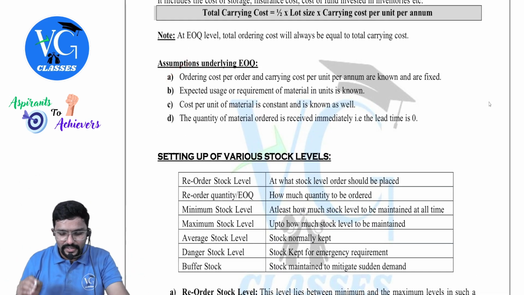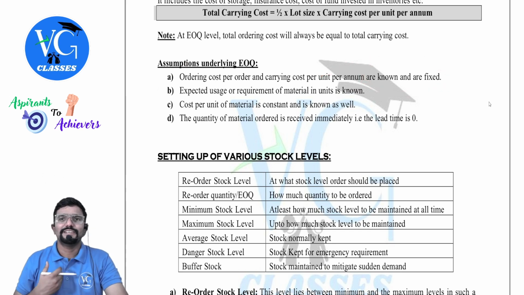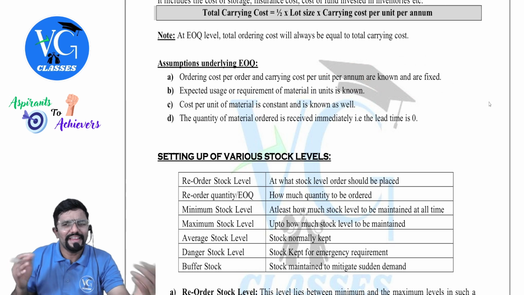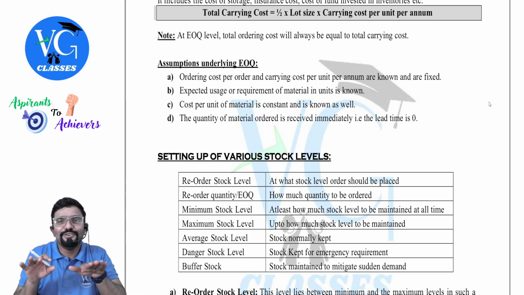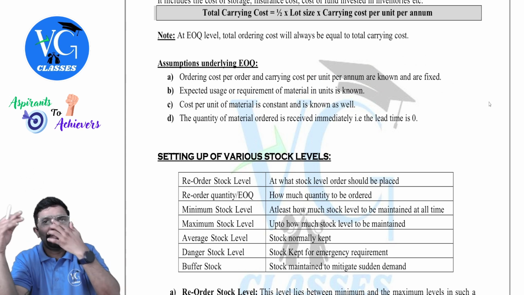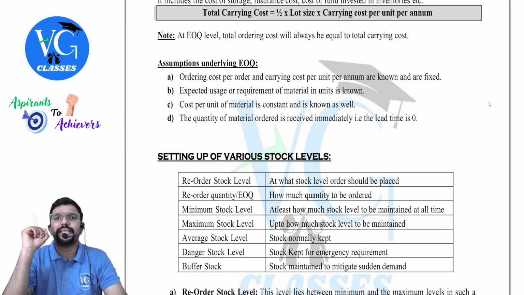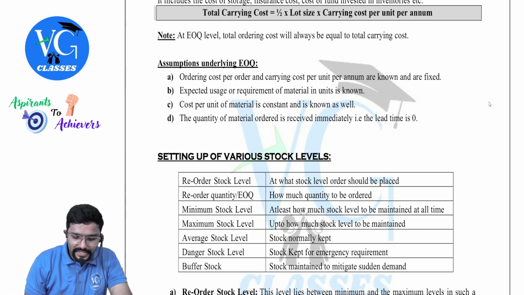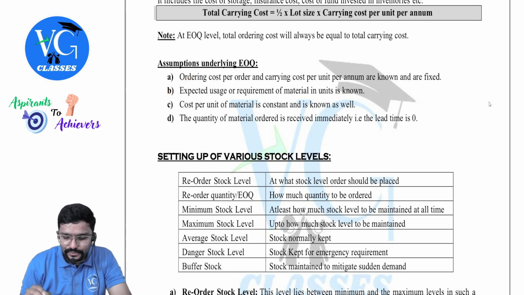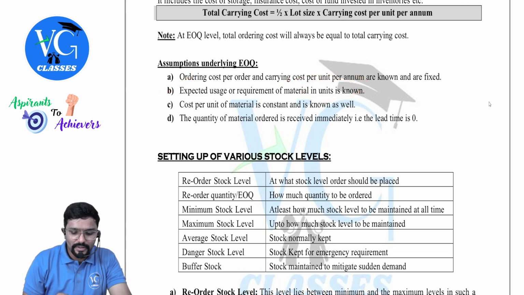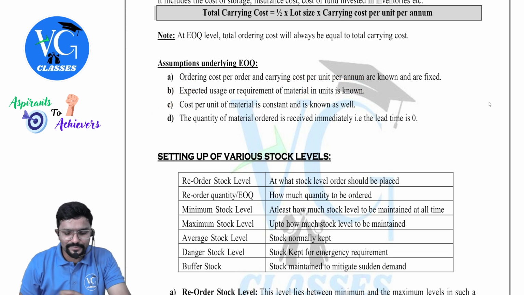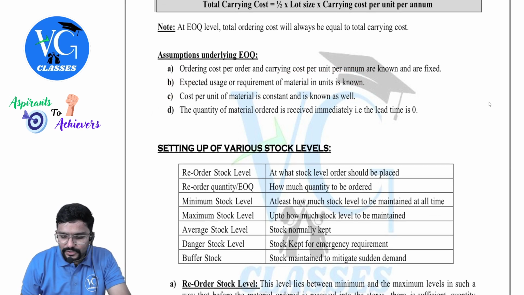Ordering cost per order and carrying cost per unit per annum are known and are fixed. Sir, do we know it? Yes, well before. Have I incurred it only now? No, no, no. I know that I will be incurring it, so based on that, I am doing the calculation of how much quantity I should purchase every time. Next, expected usage or requirement of material in units is known. Then cost per unit of material, that is purchase price, is constant and is known as well.